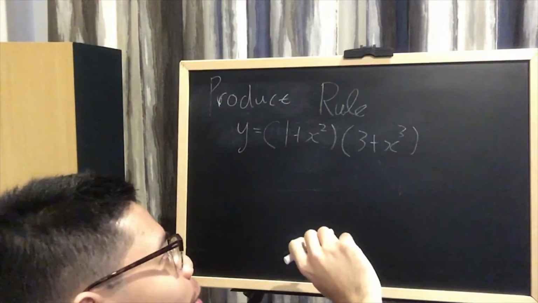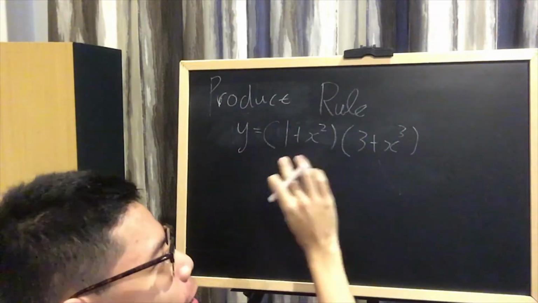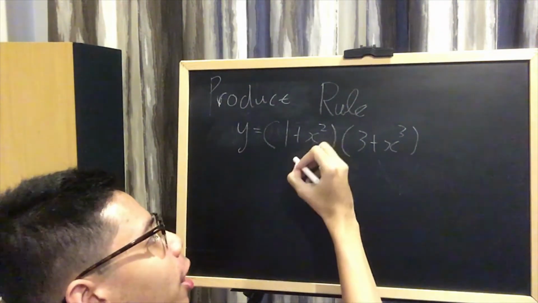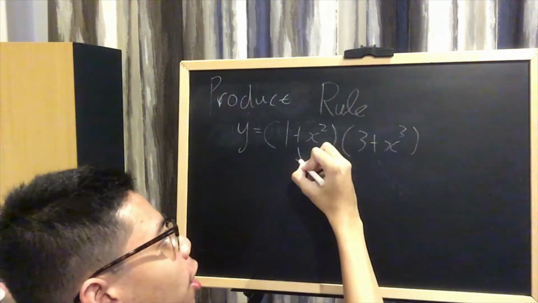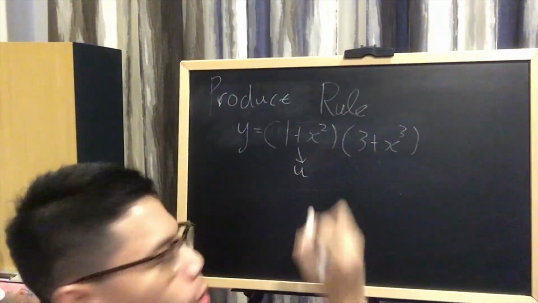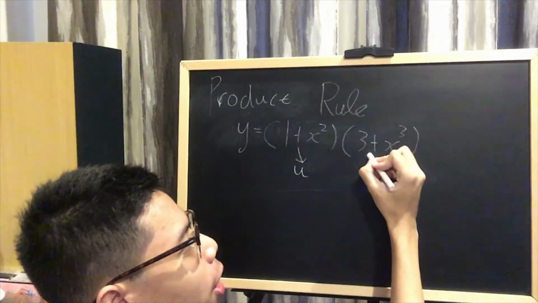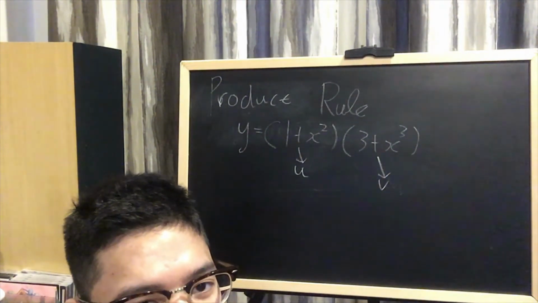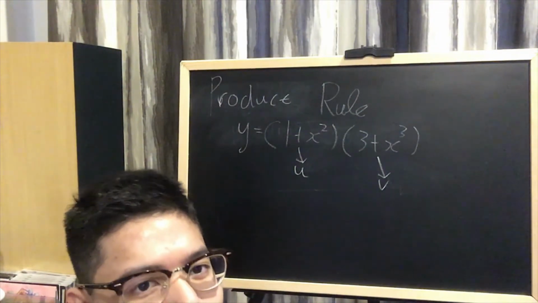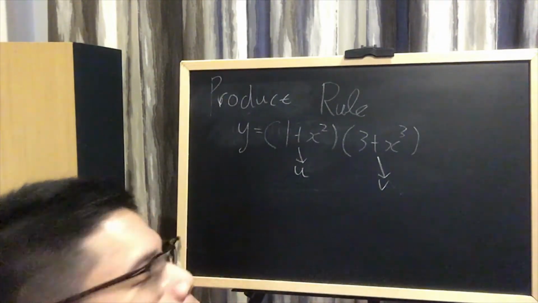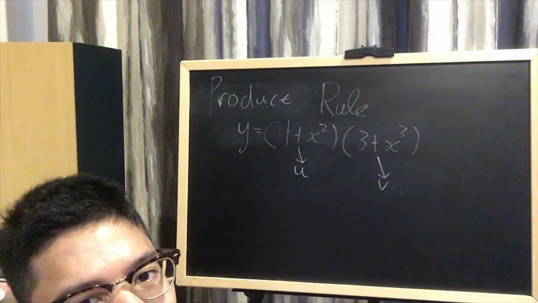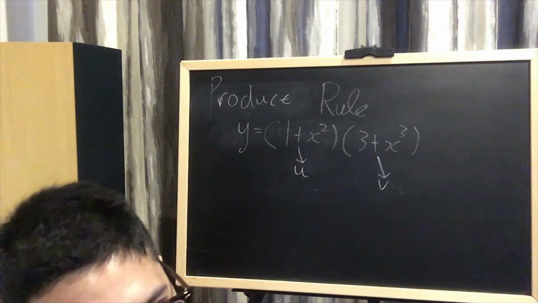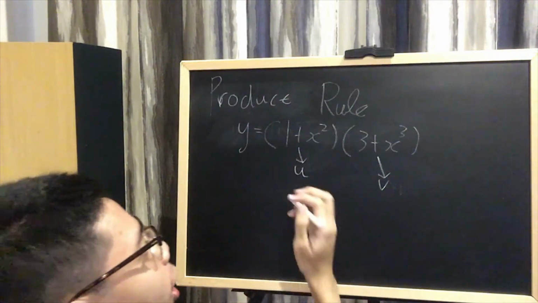For the product rule to work, it'll have to be a product of each other, okay? So I'm going to name this part U, and I'm going to name this other part V. And then we're going to do some magical thing called the product rule to simplify this. I mean, you can expand it, but it's going to be a bit more difficult. So this is how the product rule works, alright?